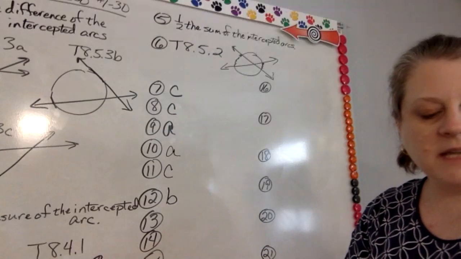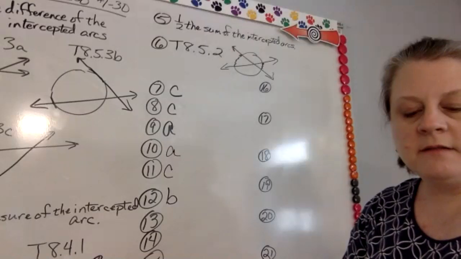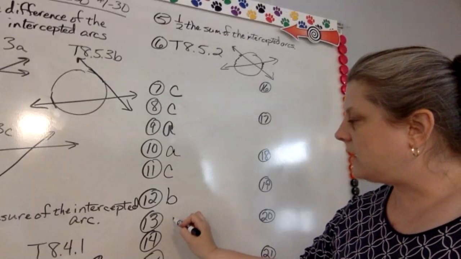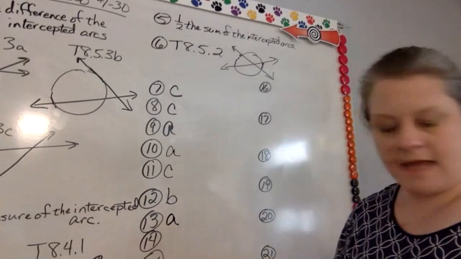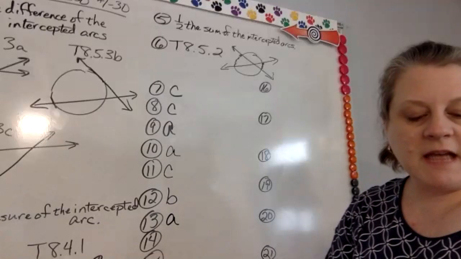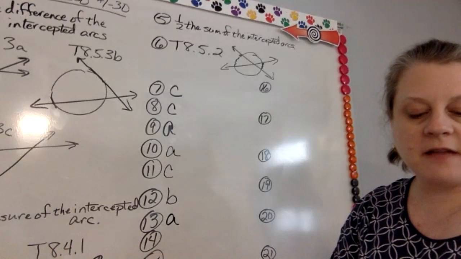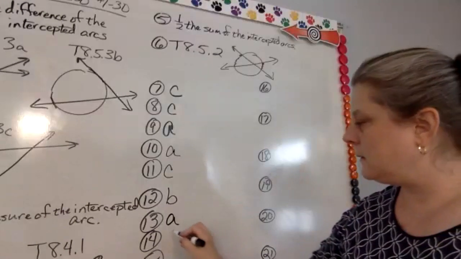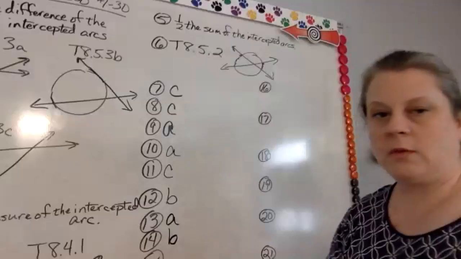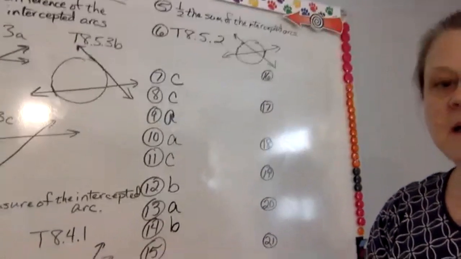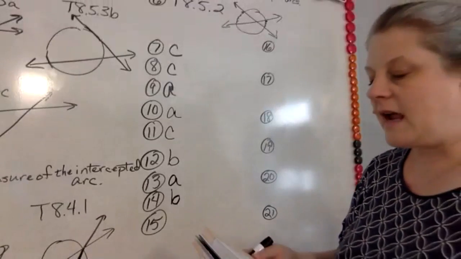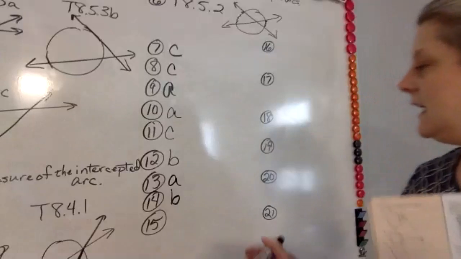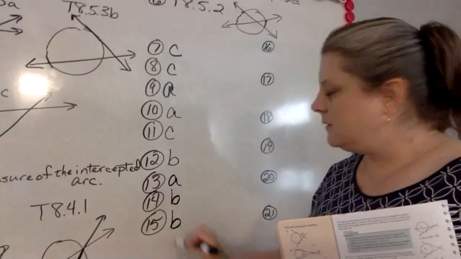Number 13, angle 7, it's on the circle. So if it's on the circle, is that choice A, B, or C? A. Number 14, angle 8, inside, outside, or on? Inside, so that's choice B. You will take half of the sum. And then number 15, angle 9, inside or outside or on the circle? Inside, so it will be B, the sum.